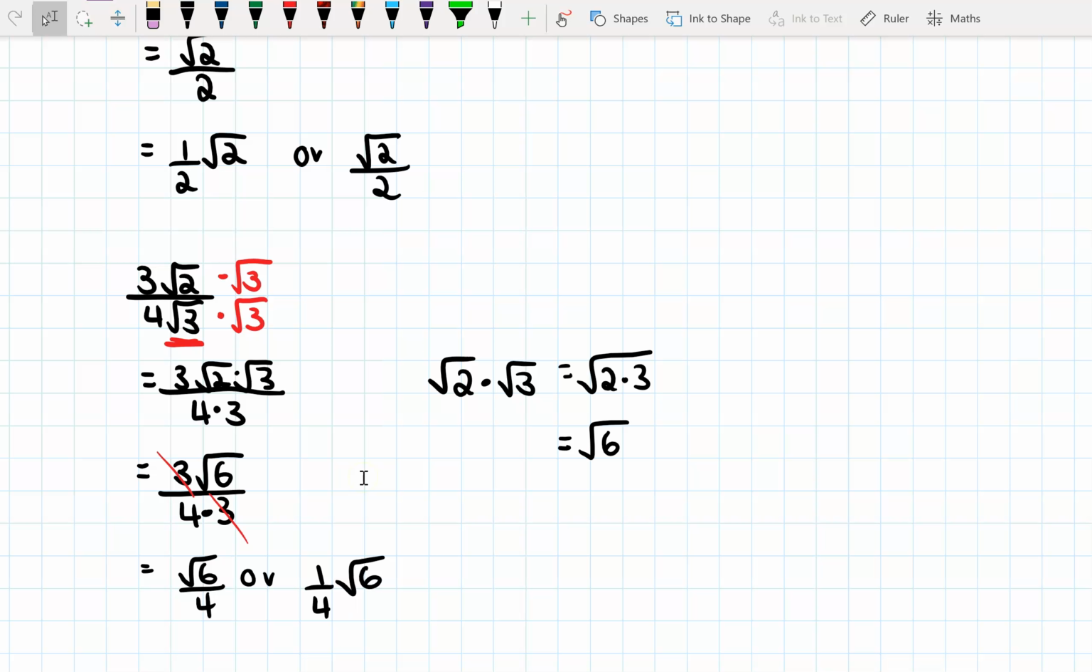So the rule basically is we no longer want to ever see you write a root in the denominator. You must always get rid of it. You must always rationalize that denominator, and this is the technique you use to do it.